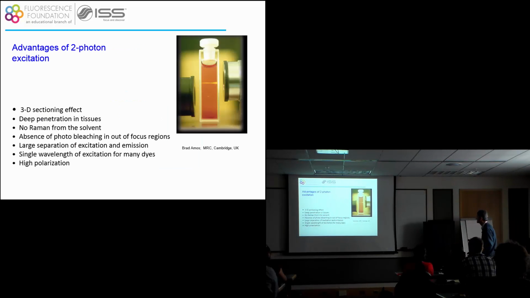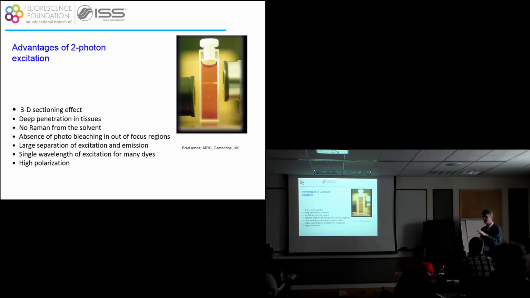Yes, this is a classical image that was publicized by Brad Amos. We have a cuvette with rhodamine, and we have an objective that sends light at one single photon. So the light is absorbed and re-emitted, and you see a straight line going through the cuvette. It's about 10 millimeters here. And this is one photon excitation. Down here, we have a two-photon excitation, and you might see a little dot right in this point. And that is the area where the two-photon excitation occurs.